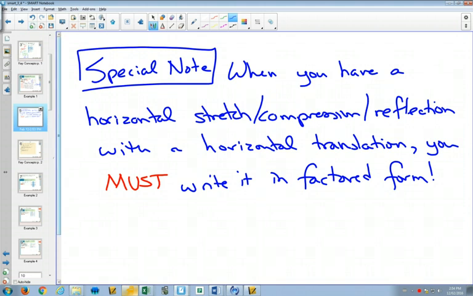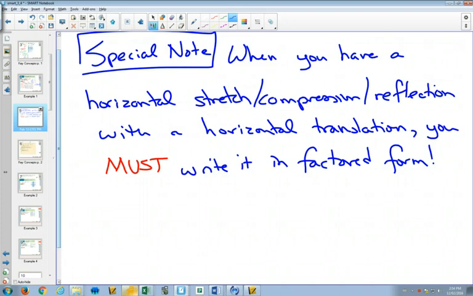It means that if you had, let's do an example with one of our parent graphs. Let's say x cubed. If you had the following, everything is inside the cubed. On first look, it looks like we're going to multiply x by 1/3 and shift it 6 to the left, but this isn't in factored form.